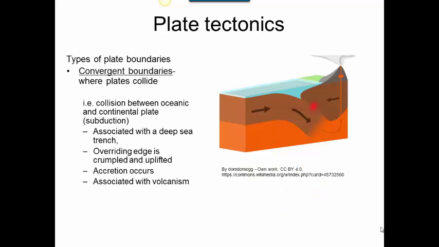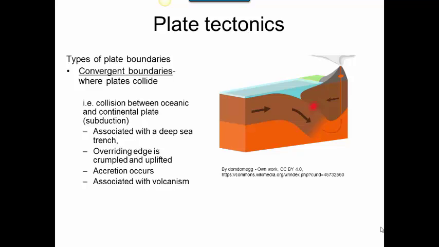The third option for how tectonic plates can move relative to each other is that they can be moving towards each other. This is called a convergent boundary, where plates collide. In the diagram, we can see we've got a continental plate converging with an oceanic plate. Oceanic plates are more dense than continental plates, and so we can see that this oceanic plate in this collision is actually going underneath the continental plate. This is called subduction, when one plate slides underneath another.